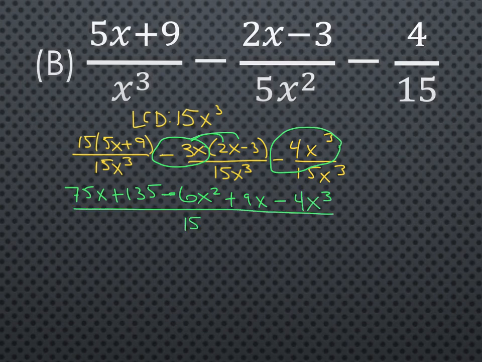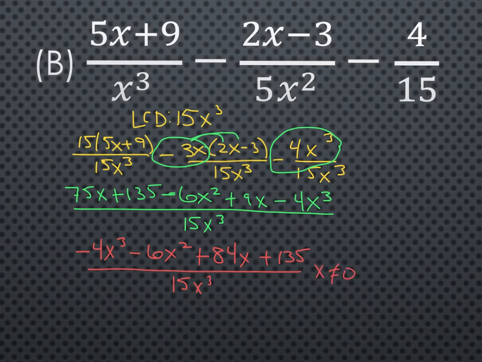over 15x cubed. Okay, so all we're going to do next is combine like terms, so negative 4x cubed, x squared is negative 6x squared. If we add 75x with 9x, 84x, and then we have plus 135. And our denominator remains the same, x cannot be 0.